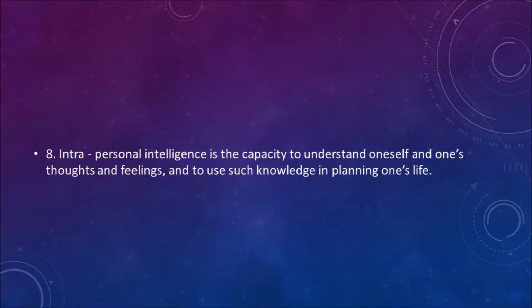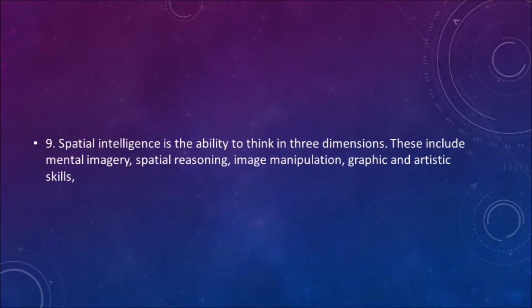The eighth, self-smart intelligence, one's capacity to understand oneself and one's thoughts and feelings and to use such knowledge in planning one's life. And the ninth, spatial intelligence. Spatial intelligence is the ability to think in 3 dimensions. These include mental imagery, spatial reasoning, image manipulation, graphic and artistic designs.